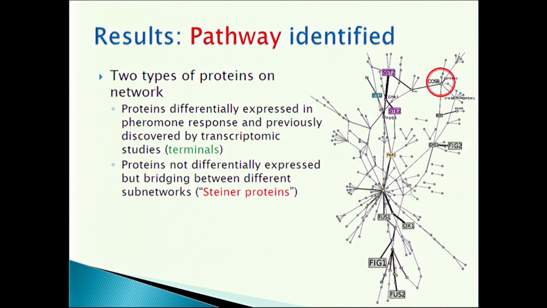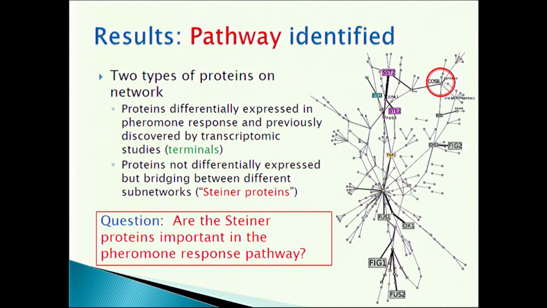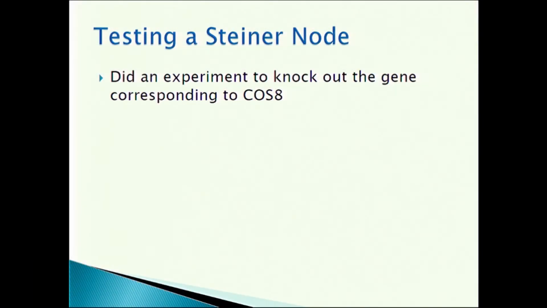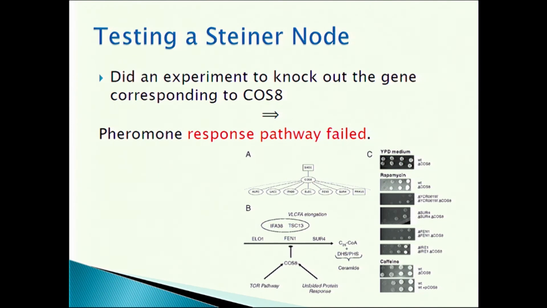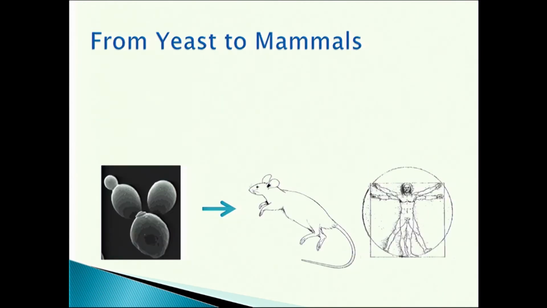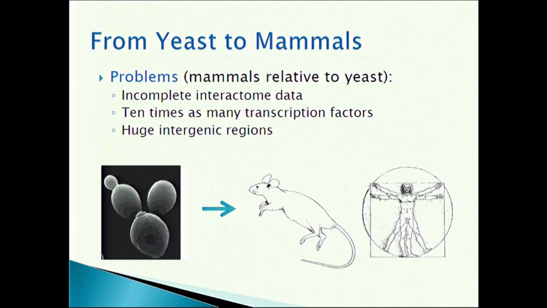Anyway, we found some biologists who were willing to help us to determine whether these proteins were important. We had to look far and wide because at that point we were just physicists, mathematicians, computer scientists, data scientists. So they knocked out the gene corresponding to that for us. And then the pheromone response pathway failed. So this was kind of experimental proof, and then we get a PNAS paper, and then more biologists are willing to work with us, which is good. So then we went on to doing something we would really like to do, which is go from yeast to mammals. I mean, yeast is nice because it's simple, but mammals are what we really care about.